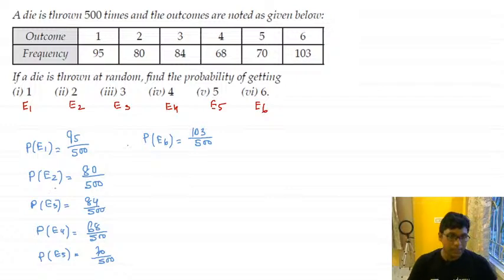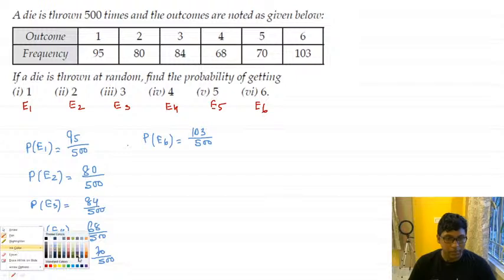Okay, Sumit is simplifying them. Yeah, that's good, Sumit. Let's try to simplify also.